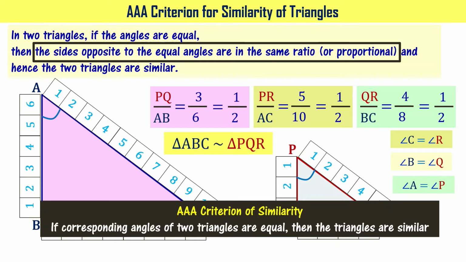You may recall that at the beginning of this video, we have said that when the corresponding angles of two triangles are equal, and the corresponding sides of the triangles are proportional, then the triangles are similar, right? But the AAA criterion of similarity says that you don't need to really worry about all the required things. You can simply see if the corresponding angles of two triangles are equal, then the triangles are similar. The other requirement is going to be automatically met. That's the idea of the AAA criterion of similarity of triangles.